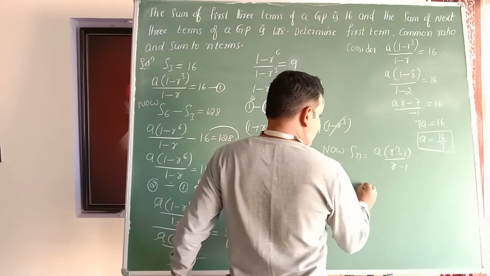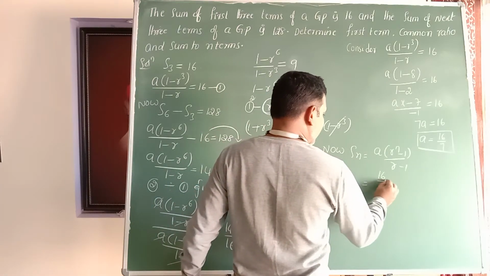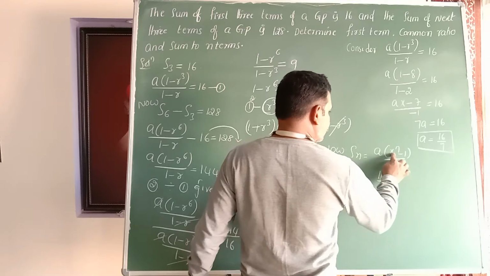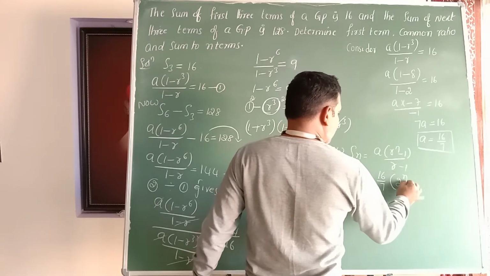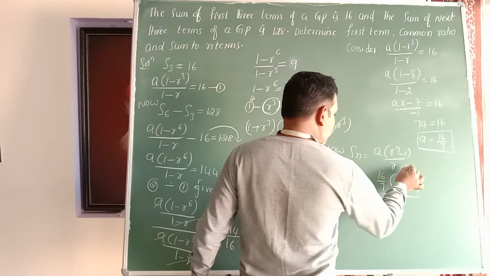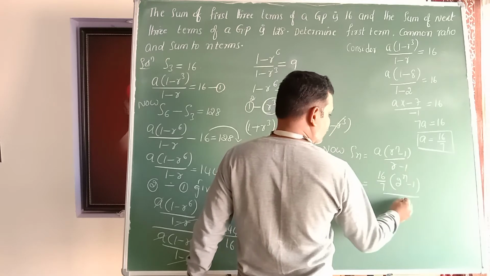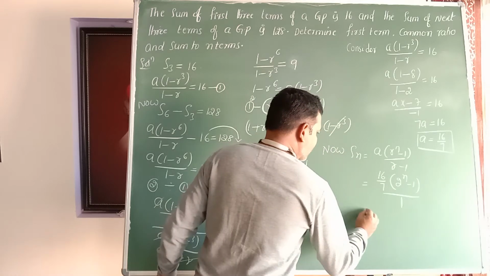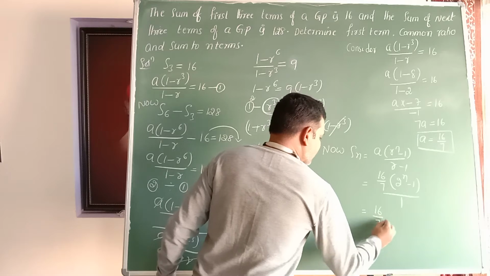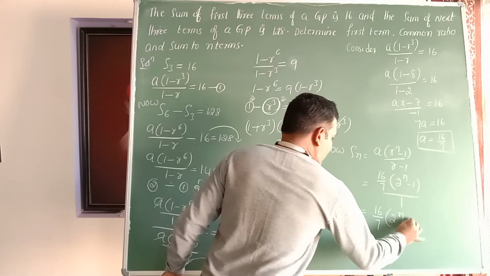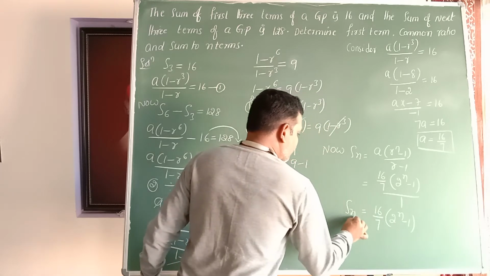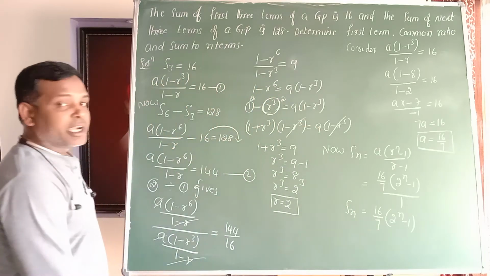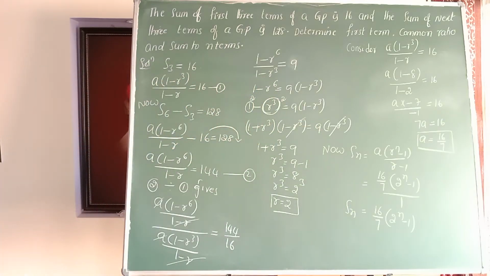Now a is equal to 16 by 7, into r is 2, 2 power n minus 1 divided by r minus 1, which is 2 minus 1, nothing but 1. So the answer is equal to 16 by 7 into 2 power n minus 1. This is the sum to n terms of the given geometric progression. Go with the solution once again.